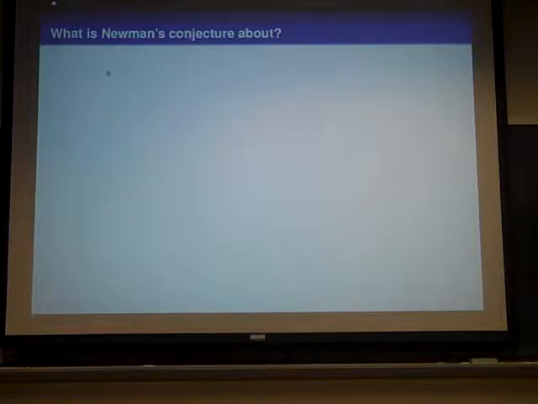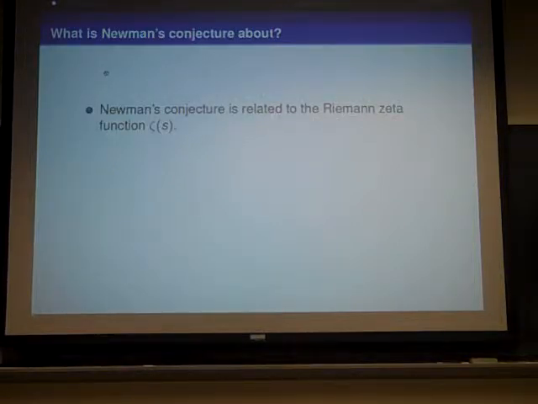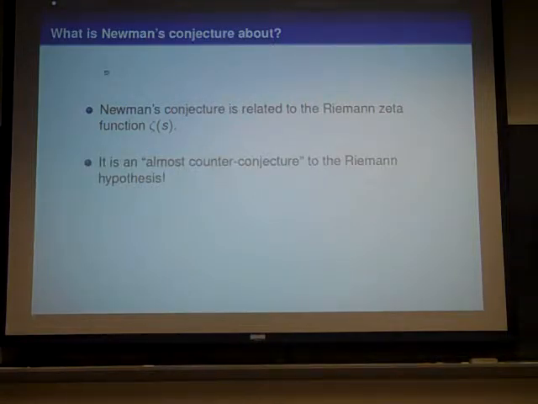So Newman's conjecture is a conjecture about the zeta function. And we'll give some background about it in this talk, and we'll see why it's considered an almost counter-conjecture to the Riemann hypothesis. Is this DJ Newman or a different Newman? I'm not quite sure.